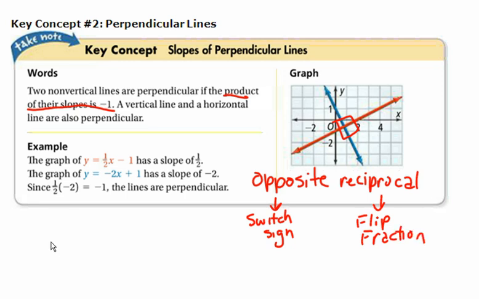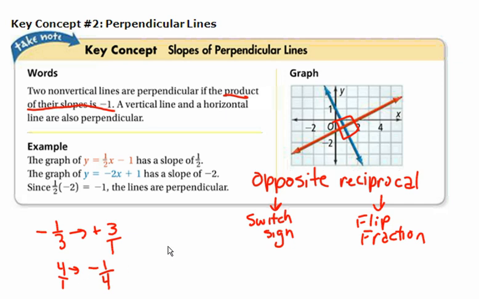So for example, if I have a slope of -1/3, the opposite reciprocal of that would be +3/1. So I used the opposite sign and I flipped my fraction. So just like if I started with a whole number, say my original slope was 4, the opposite reciprocal of that would be -1/4. Because remember, 4 as a fraction is 4/1. So I have opposite signs, and I flipped my fraction.